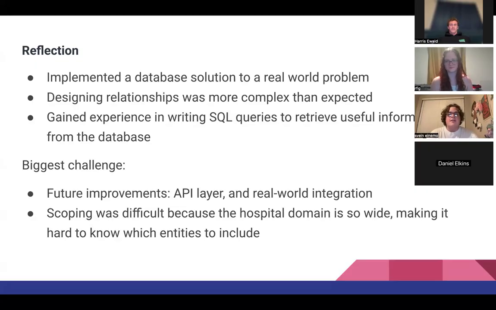And so, some of the challenges we faced and something we want to implement in the future would be an API layer. And something else we'd also like to do is to implement our database into a real world hospital network. And another challenge was scoping because something as complicated as a hospital network, the domain is so wide, so it was hard to choose which entities we wanted to include and which entities we did not want to include.